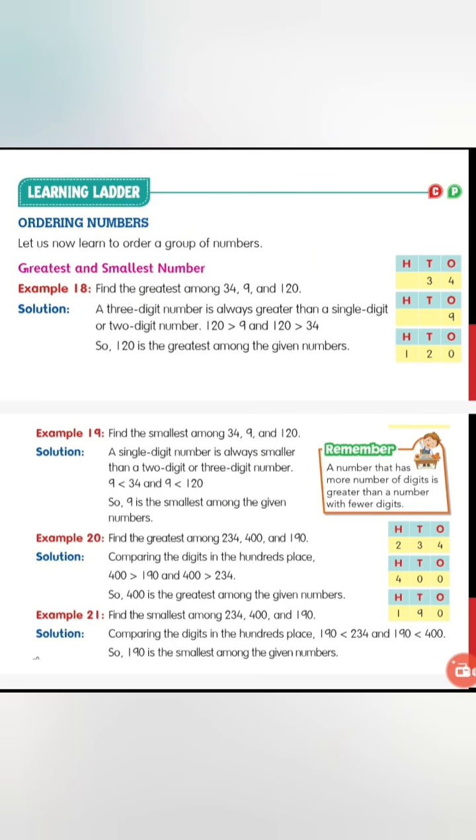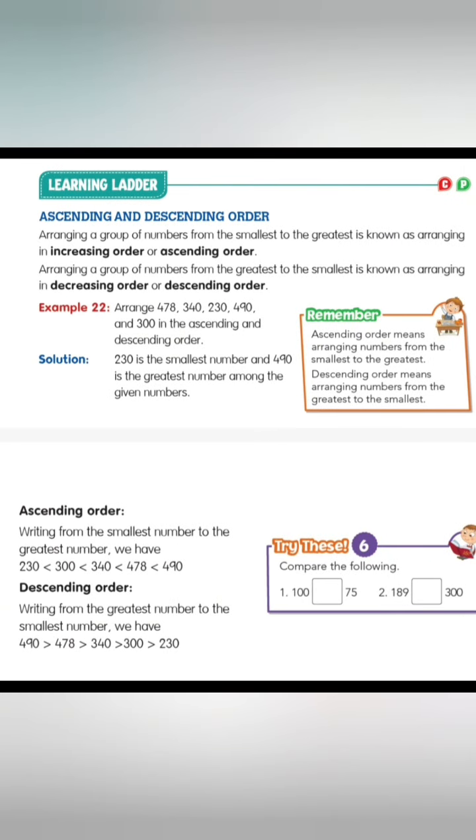Ordering numbers is nothing but we have to place the numbers in order. So in ordering numbers, there are two types: ascending order and descending order. Ascending order, where the numbers are arranged from the smallest number to the biggest number, is called ascending order. And where the numbers are arranged from the biggest number to the smallest number, it is known as descending order or decreasing order.